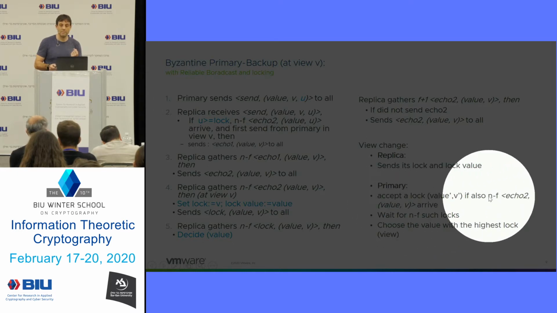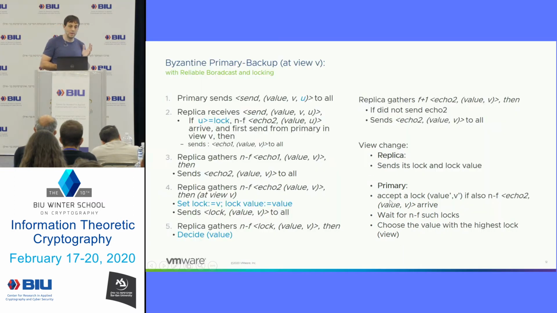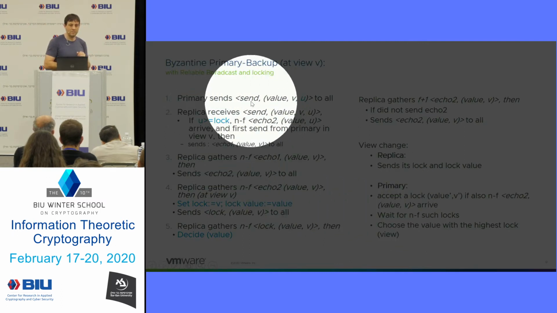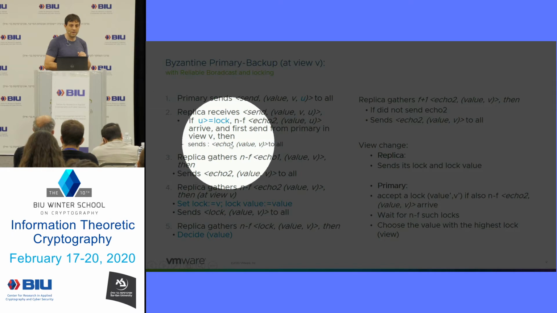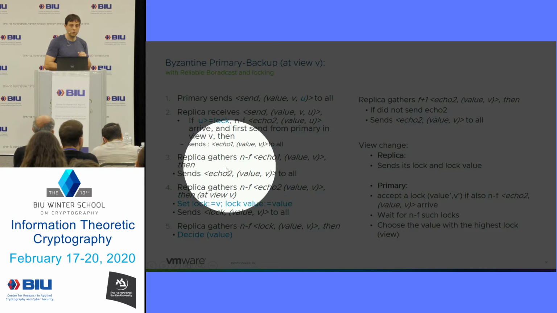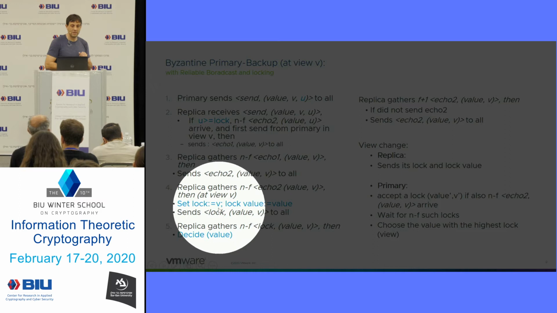Okay, so by checking that there's n minus f echo 2s for value prime and v prime, this implies that the reliable broadcast of the primary succeeded. And if you remember, yesterday we talked about this reliable broadcast property, which basically is written here. So you see that the primary sends a message, and then the replicas echo this message. And if you have n minus f echo 1s, you send echo 2. And if you have n minus f echo 2s, this is when you accept the message and create a lock.